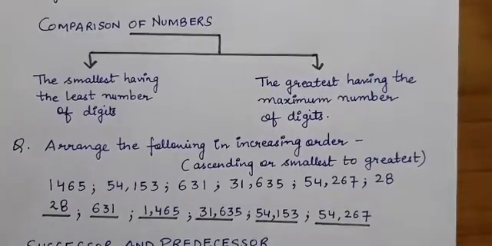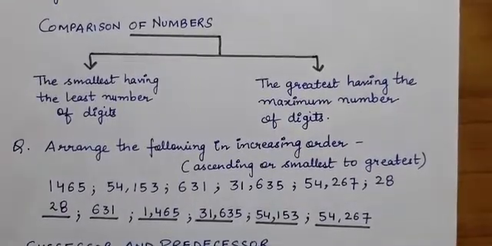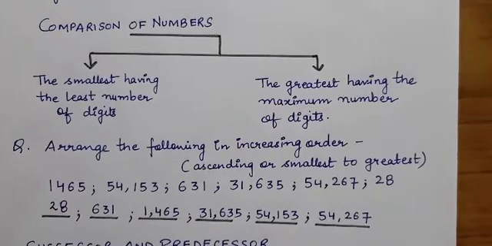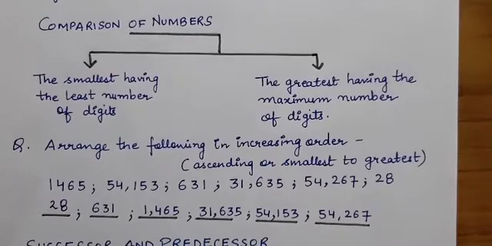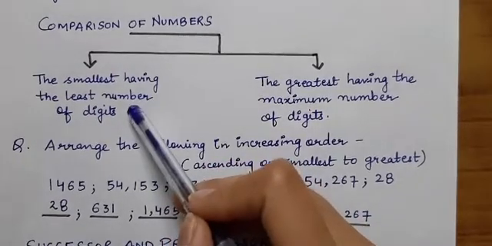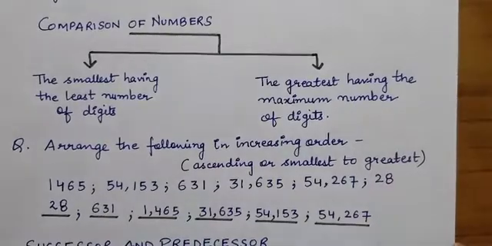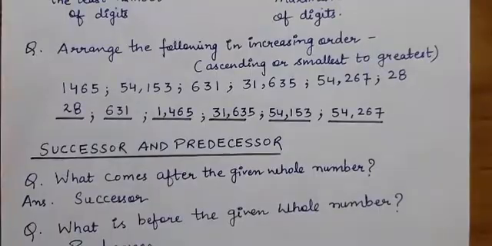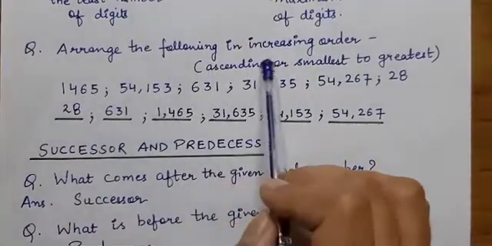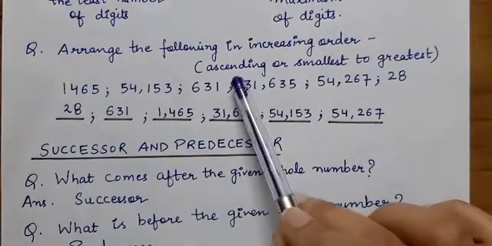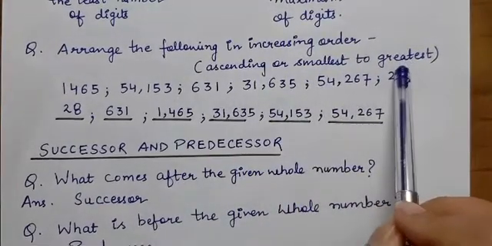Next topic is comparison of numbers. Basically, when we are comparing two or more numbers and arranging them in some specific order, the smallest has the least number of digits and the greatest will have the maximum number of digits. I've taken one example over here. Arrange the following in increasing order. Increasing means ascending, or smallest to greatest.